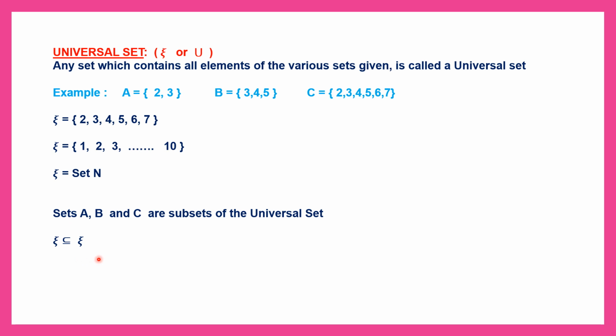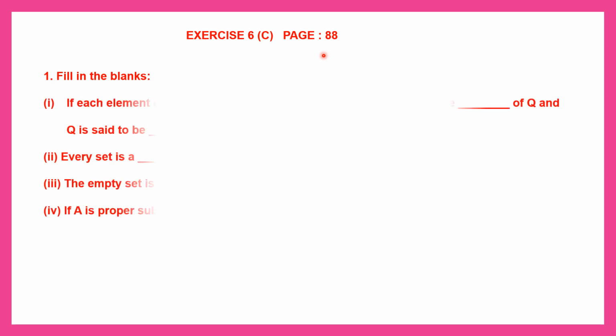The set itself can be a subset of itself. That's what we mean when we say the universal set is a subset of itself. Now let's begin our Exercise 6C, which is found on page number 88. Based on all that we learned, let's fill in the blanks.